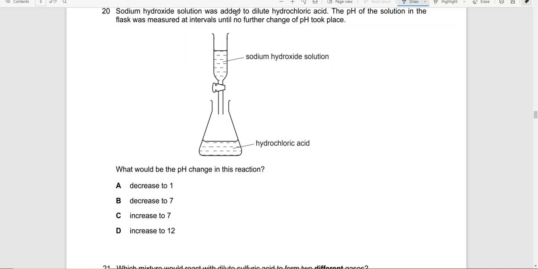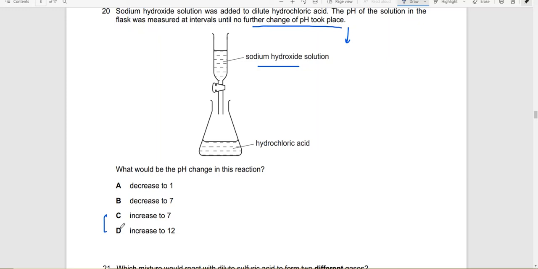Sodium hydroxide solution was added to dilute hydrochloric acid. The pH of the solution in the flask was measured at intervals until no further change of pH took place. No further change of pH would take place if sodium hydroxide is added in excess. What would be the pH change in this reaction? It will obviously increase. The answer can be C or D. It increases to 7? No, he asked you until no further change of pH took place. The conical flask will contain an excess of sodium hydroxide, such that the pH of the solution is the pH of sodium hydroxide. So it will obviously increase to 12.